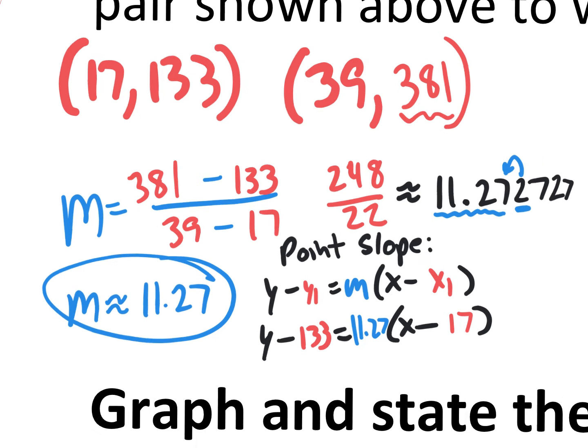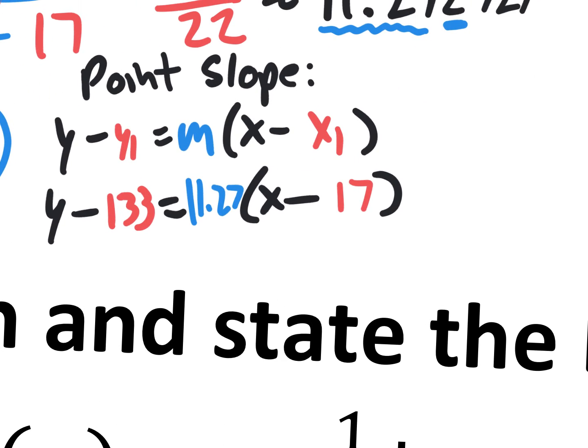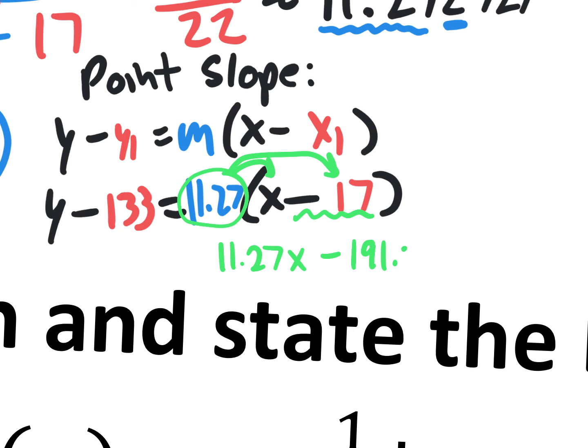This is our point slope form equation, but they want the prediction equation in slope intercept form, so we're going to have to rely on calculators here. We're going to distribute to get rid of the parentheses. We take 11.27 and multiply it by x, that'll be 11.27x. And then 11.27 times negative 17. Can somebody help me out with that with the calculator? 191.59. Okay. There were no other numbers over here? No? Okay, cool.